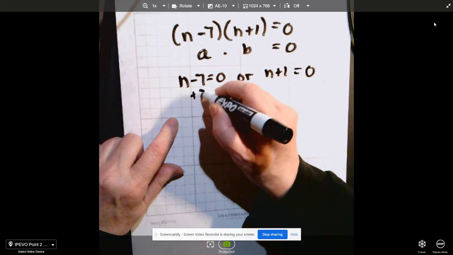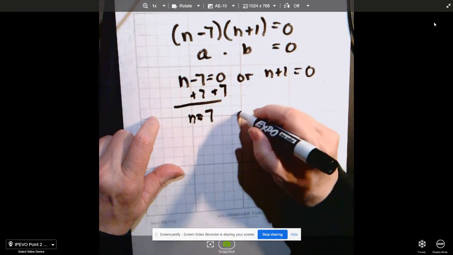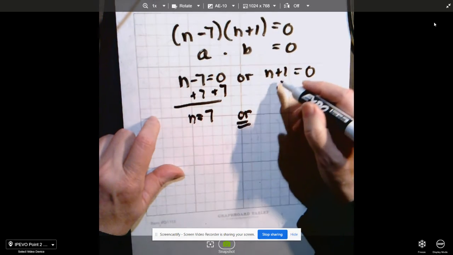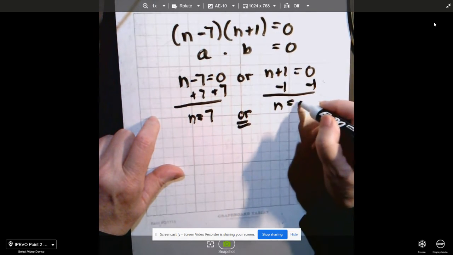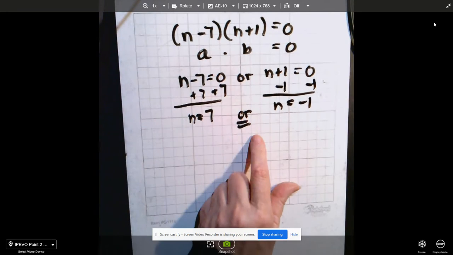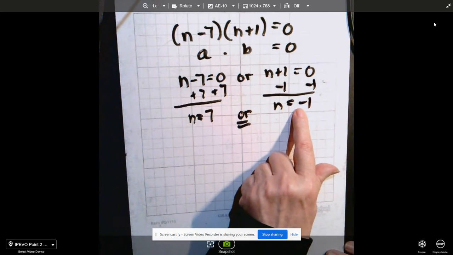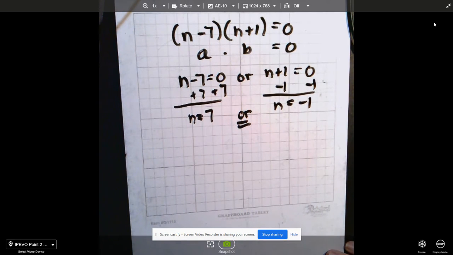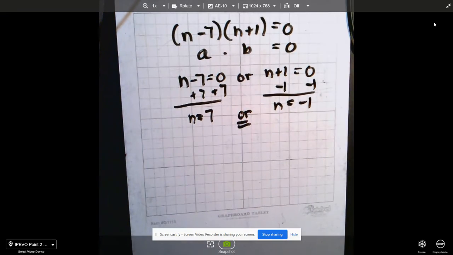Now that I have two equations, I can solve this. If I add 7 to both sides here, I know that n has to equal 7, or, and here if I subtract 1 from each side, I would know n has to equal -1. Remember that it's or, not and, because it's this or this. It can't be both together at the same time. So n equals 7 or n equals -1.